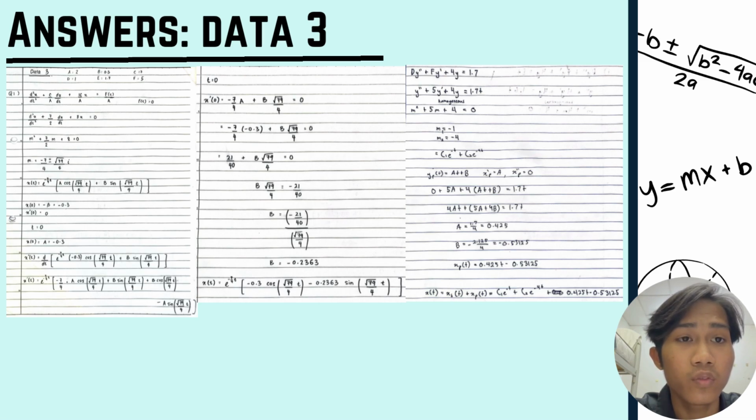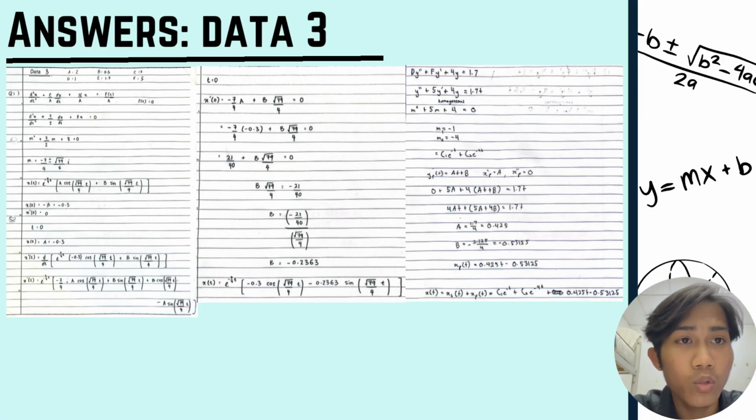X0, we got negative 0.3, and we differentiate x0 to x prime 0, and we got x prime 0 is 0. At t equal to 0, x0 equal to a, and a is the same value as x0, which is negative 0.3. So for the formula xt that we got just now, we differentiate xt to one derivative, and we got this value.